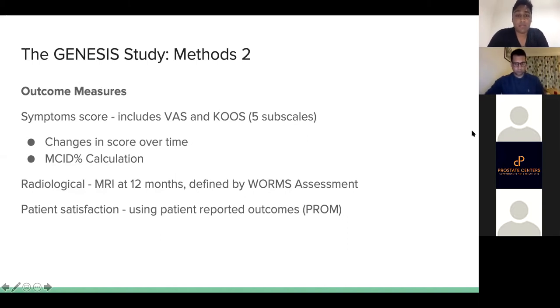In terms of the outcome measures, this included 3 main endpoints. Primarily the symptom score, which included the VAS score and the KOOS score, which we'll go through in detail in just a second, and that also included the MCID calculation. Radiologically, an MRI was performed at baseline and at 12 months, and the WORMS criteria, a set of imaging criteria looking at the MRI images, was used as well. And finally, patient satisfaction measures were also used.